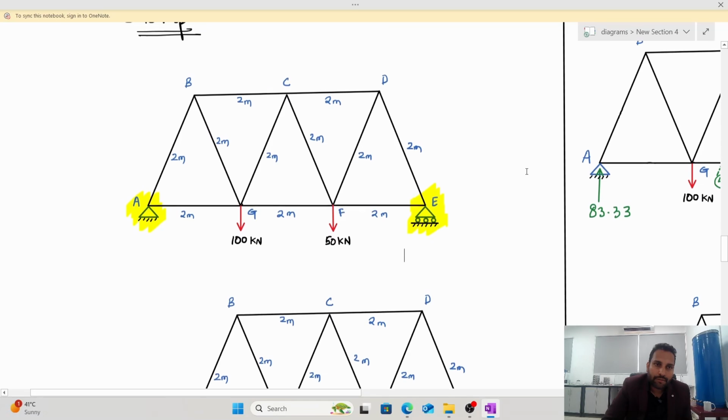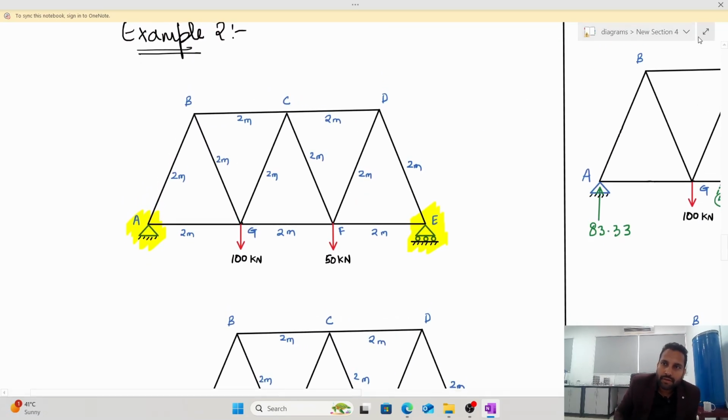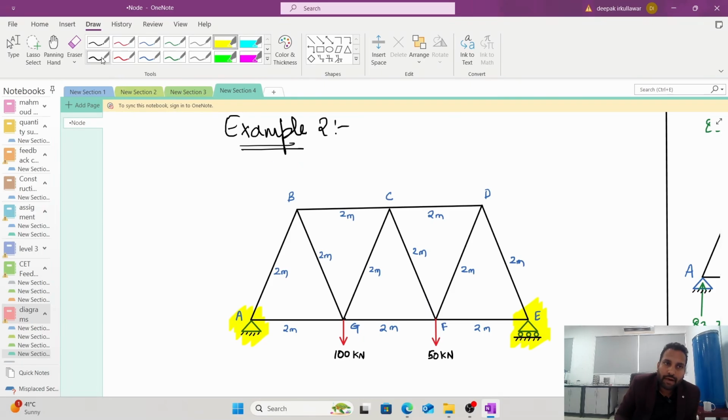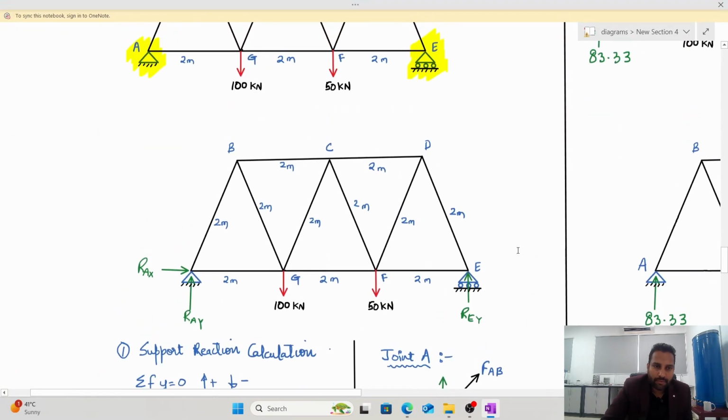Now, let us solve this. So, first to solve this, what is the first step? What I have told you? The first step is to find the support reaction. Now, how do you find support reaction? To find support reaction, you will use equilibrium equation.